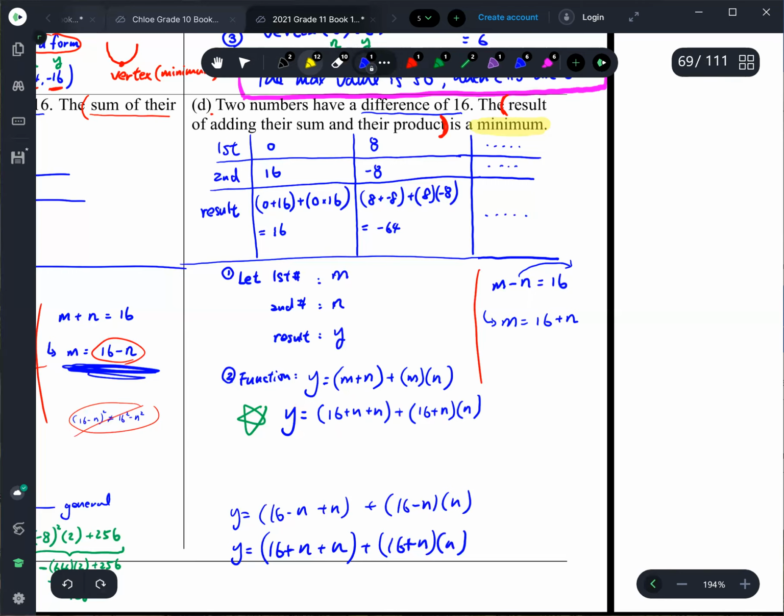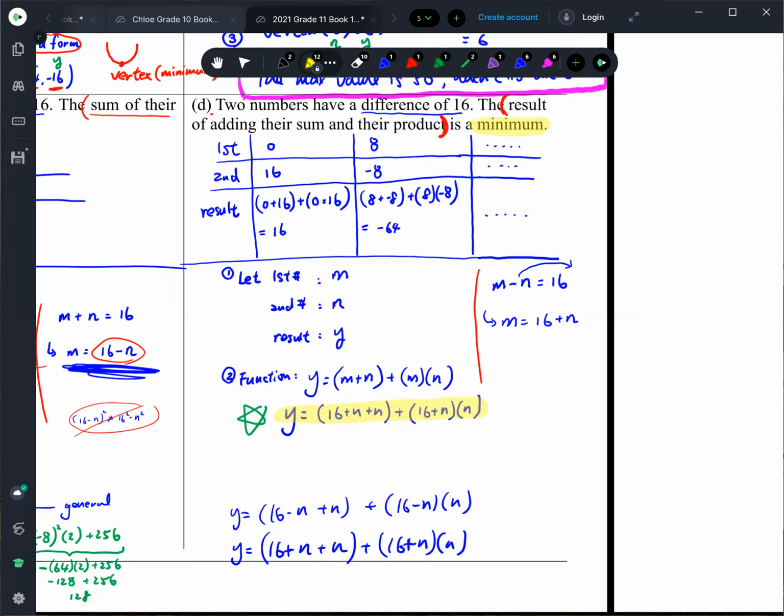Okay, so that should be our function. This is one of the ways, okay? Because with the way we set up on the side, n minus m equals 16. Okay, if you do it the other way, right? So this part you don't need to copy, okay?